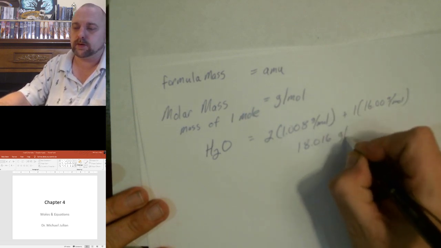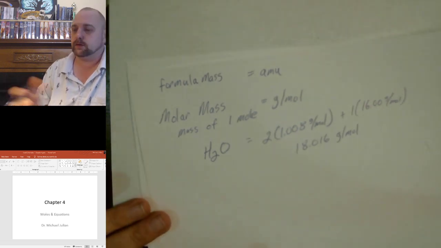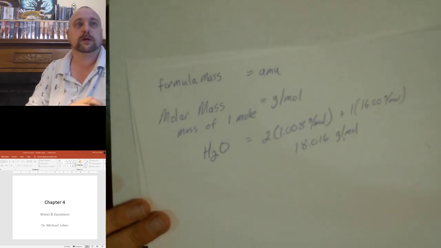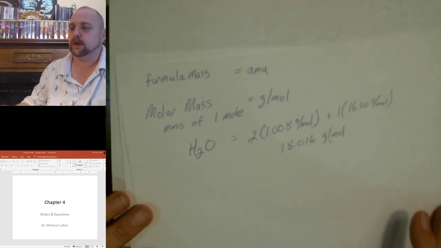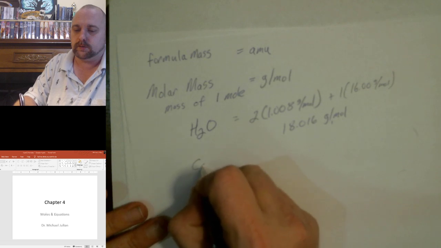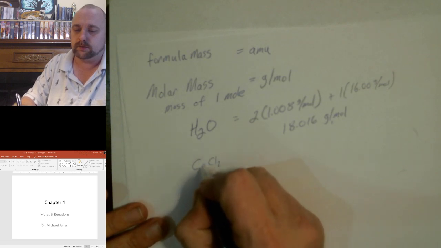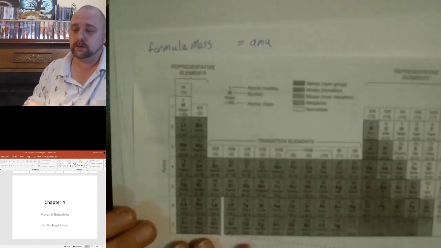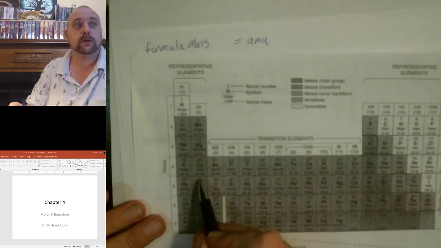18.016 grams per mole. Keep in mind, the number goes with the unit on the top, and it's a 1 for the mole. Okay, so if I needed it for CaCl2, I'd find Ca. Ca is 40.08.